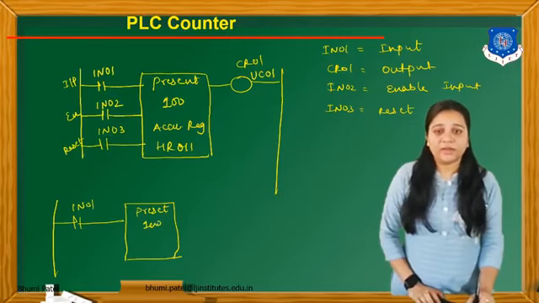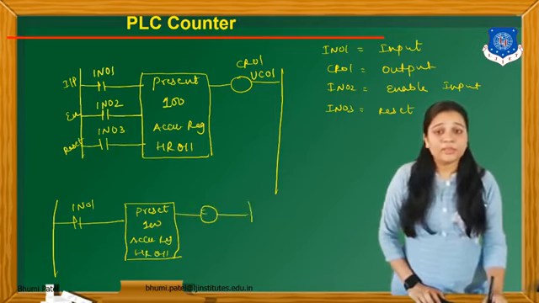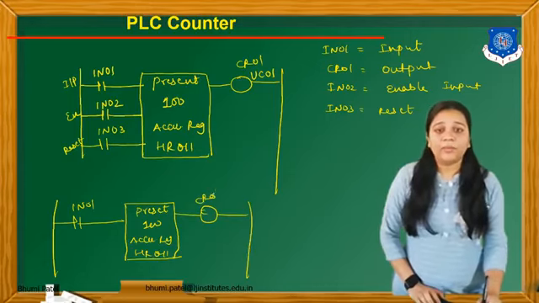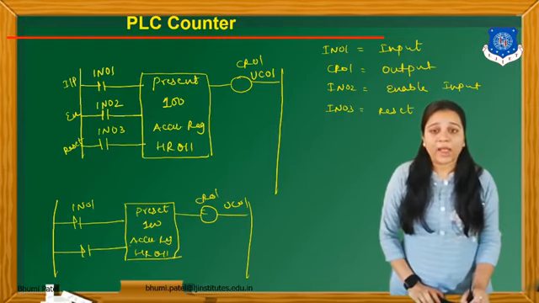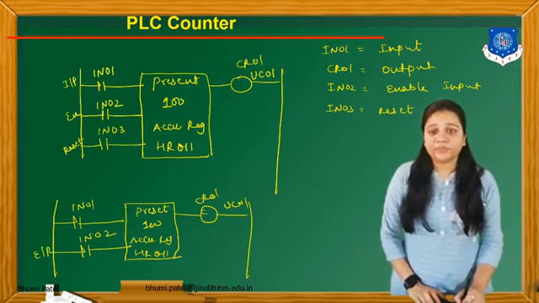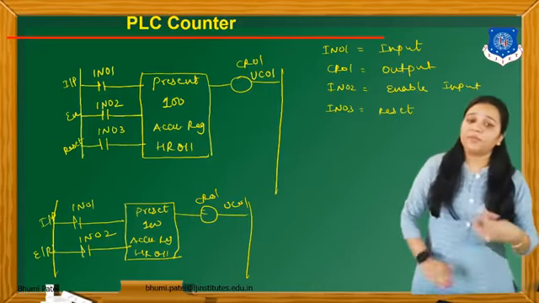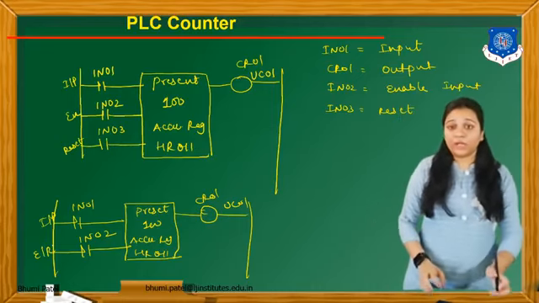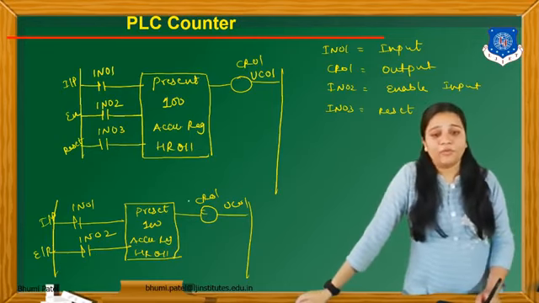Suppose the preset is 100. Here we can write the accumulator register, and the register location is HR011, and this is my output. The output name is CR01 and the command is UC01. Okay, we can connect the enable and the reset pin at the same time. If the input is on and the enable pin is on, at that time the counter will count up from 0 to 100. If the reset pin is on and the enable pin is off, at that time my counter will be reset.